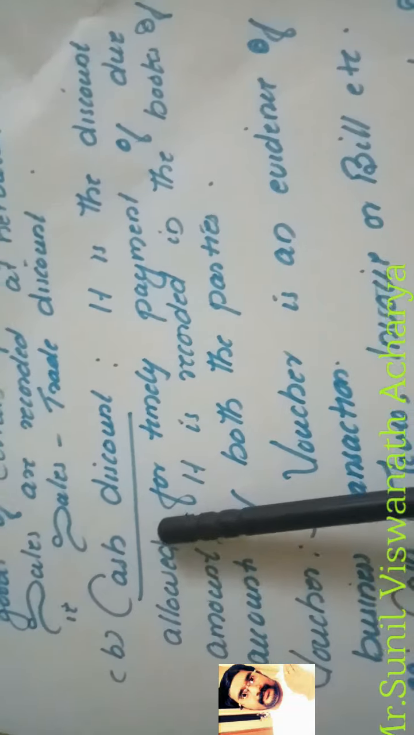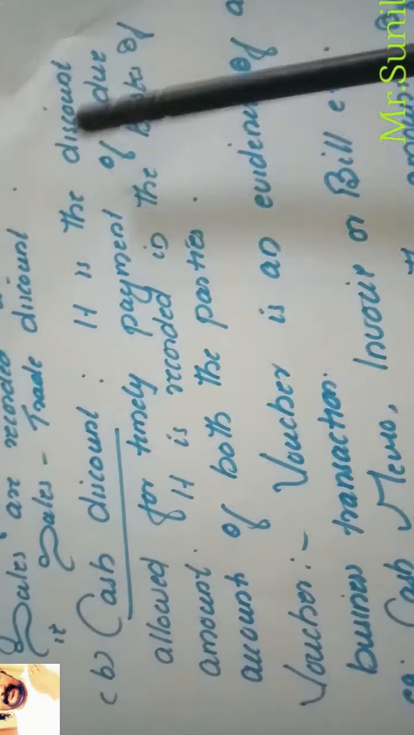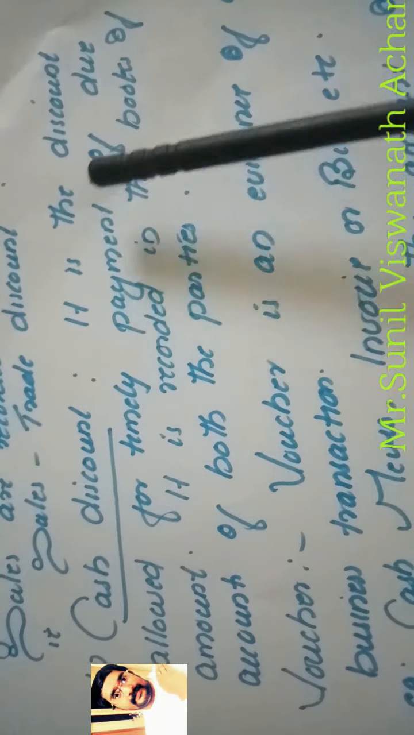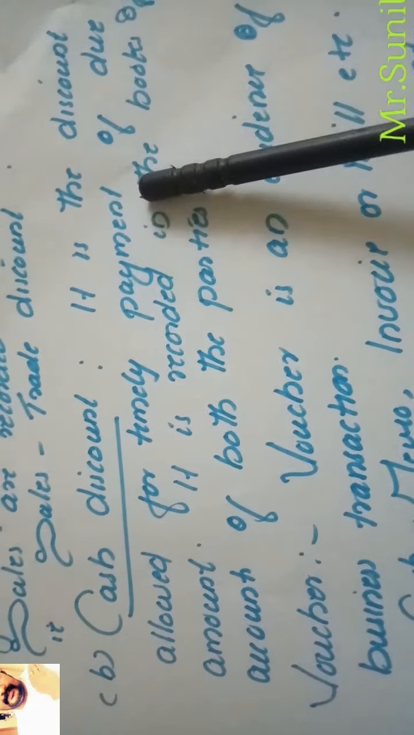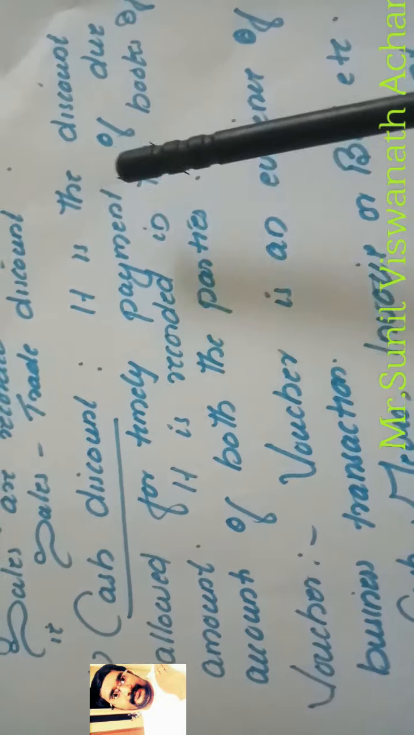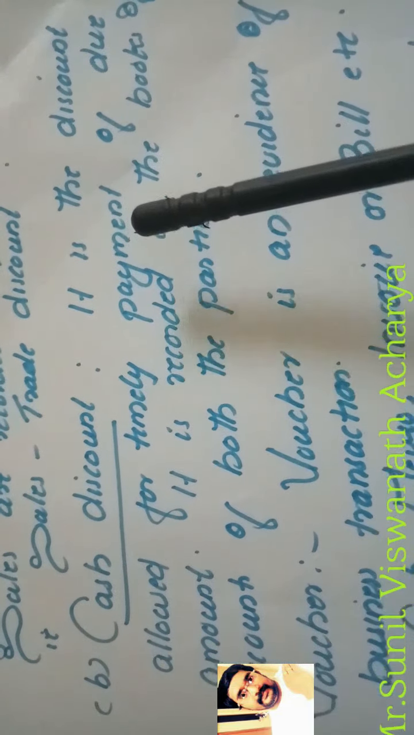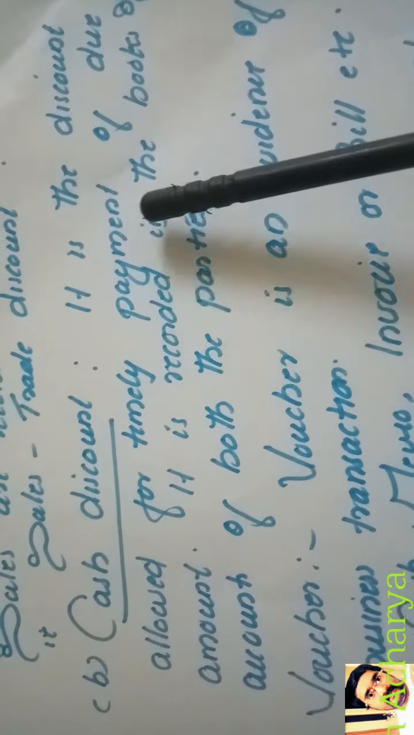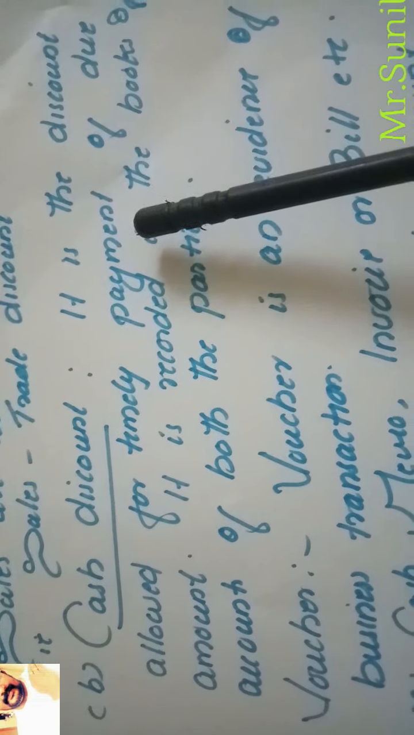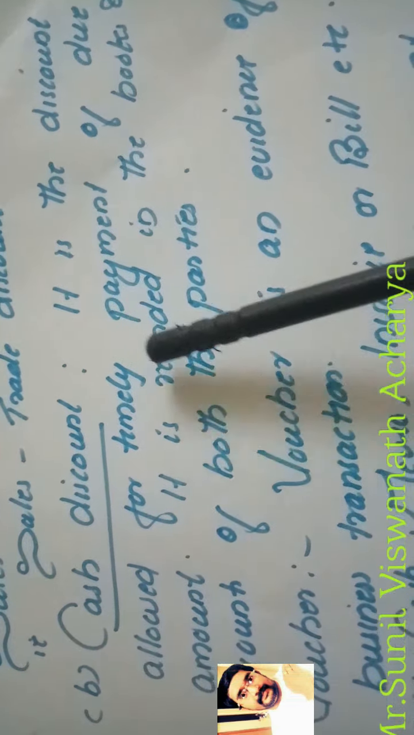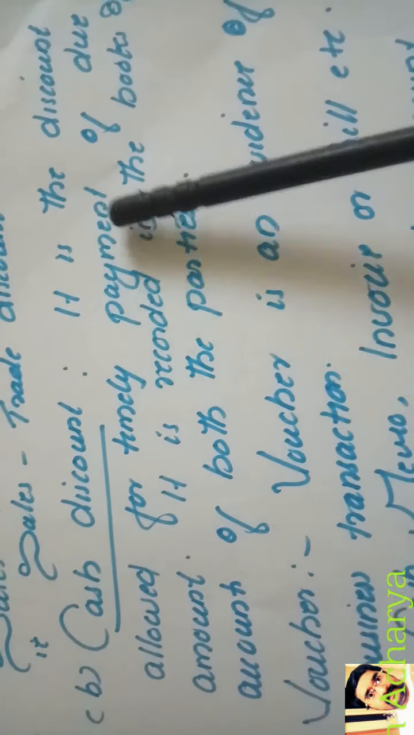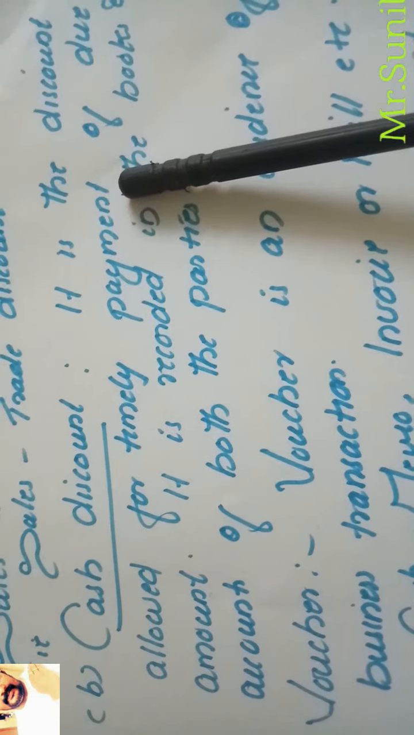Then the second discount is cash discount. Cash discount is the discount allowed for timely payment of the due amount. Suppose we sold goods to a customer on credit. On credit means they will pay back the money after a certain period of time, suppose 3 months. But if we want to get the money before those 3 months, we can give some discount for timely payment or early payment.